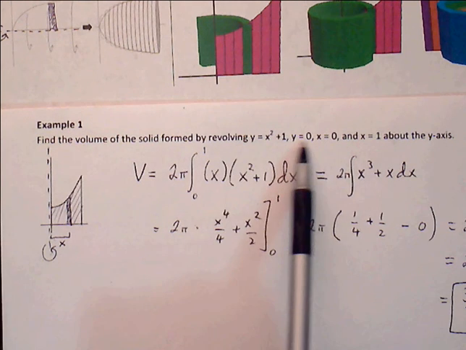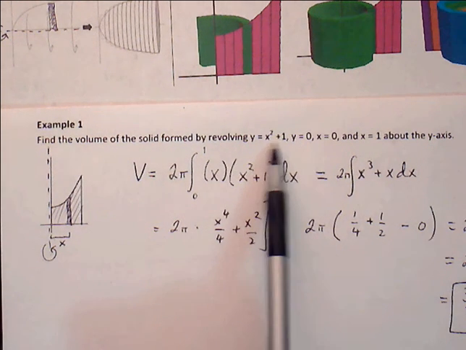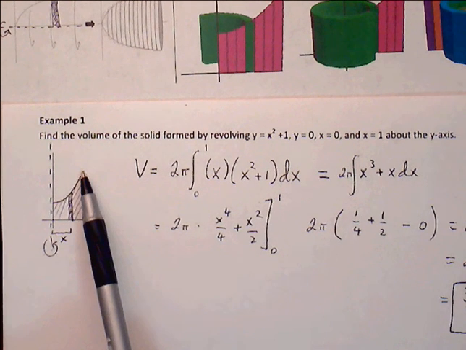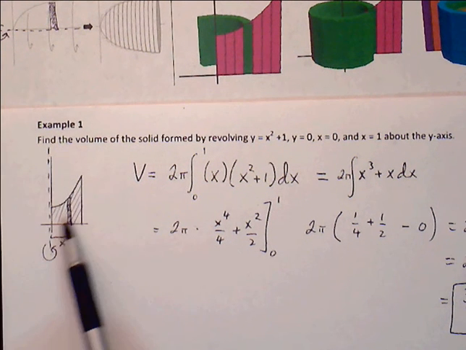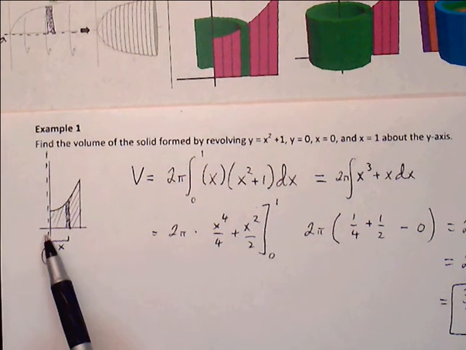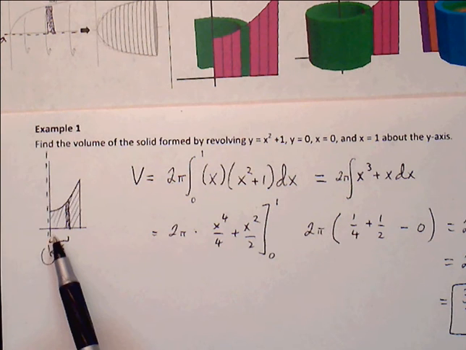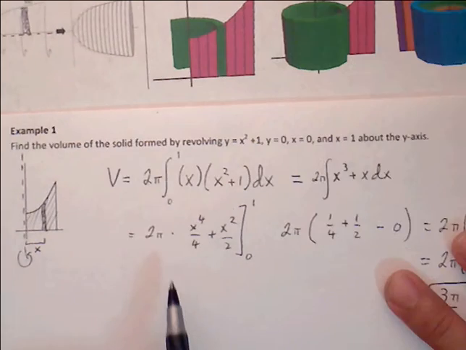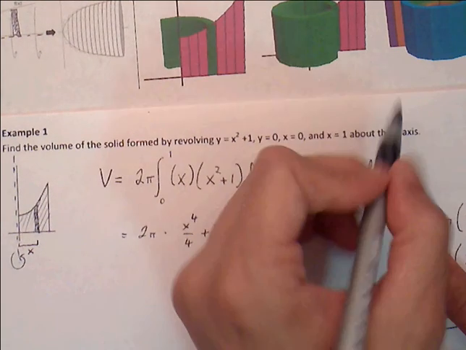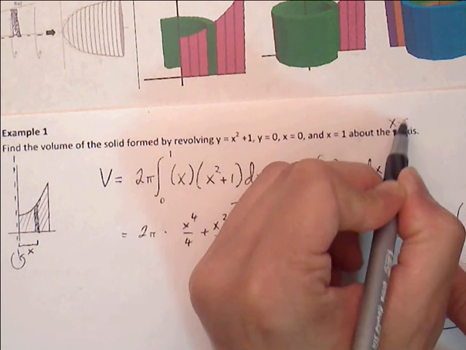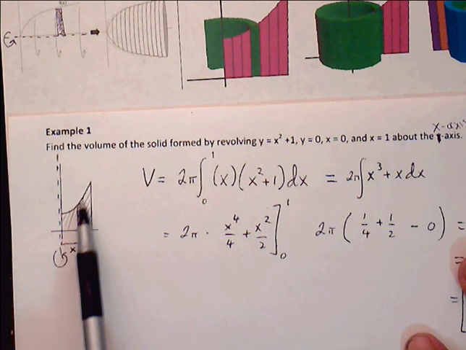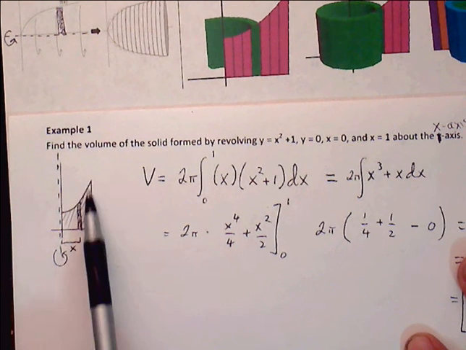We also want to figure out where the shaded region is going to be. It's bounded by y equals x squared plus 1, which is kind of a half parabola, x equals 0, that's the y-axis, and x equals 1. It should also say the x-axis, so y equals 0 is the x-axis. That gives us this enclosed shaded region here.